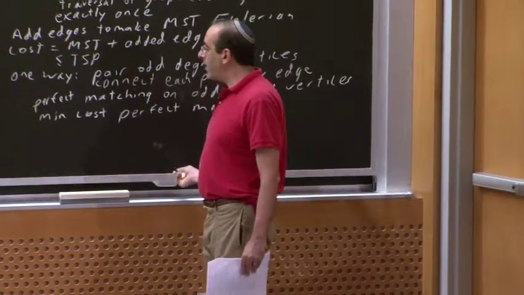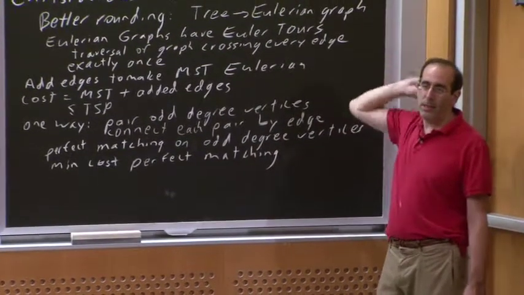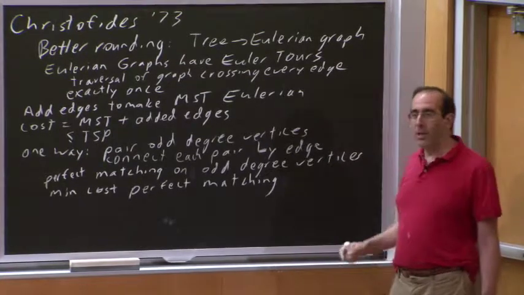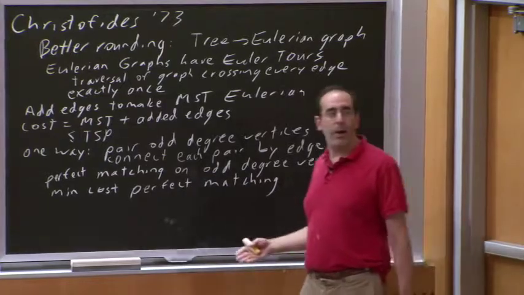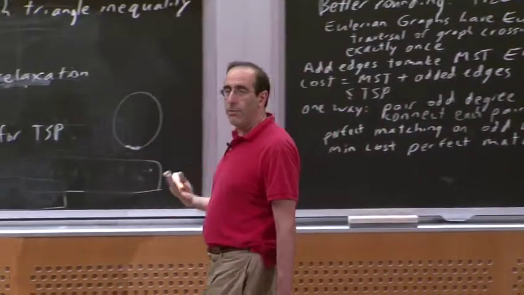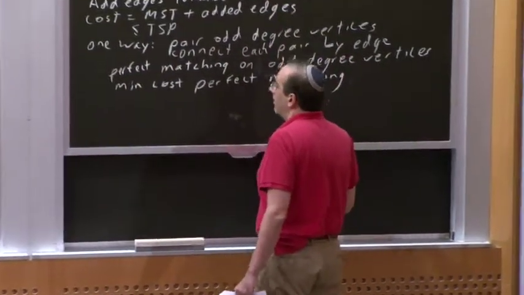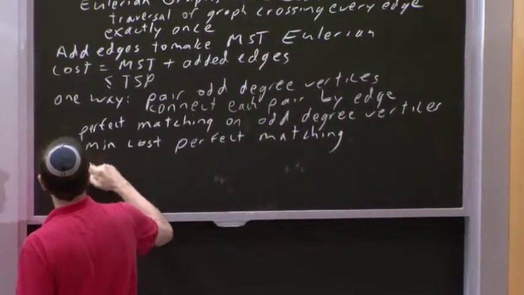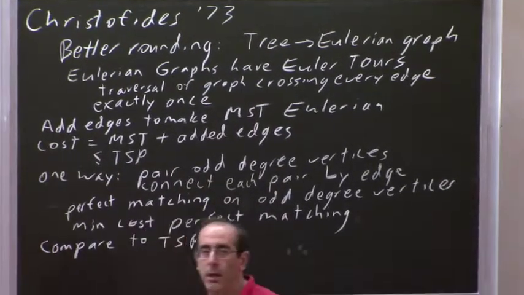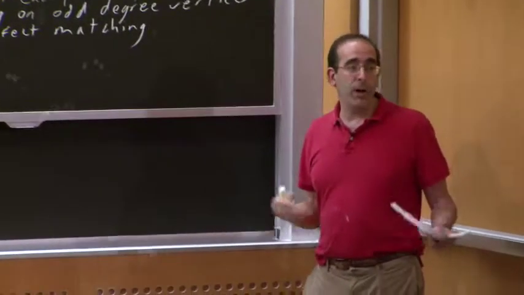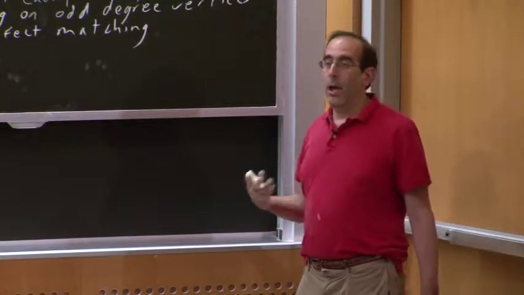So I can find this min-cost perfect matching, which seems like the best way to transform my MST into an Eulerian graph. The question is, how good is that min-cost perfect matching? Can I compare it to the cost of the tour? So we need to compare this to the TSP. And what we want to show is that there is a min-cost perfect matching that's cheap compared to the TSP. How can we do that?